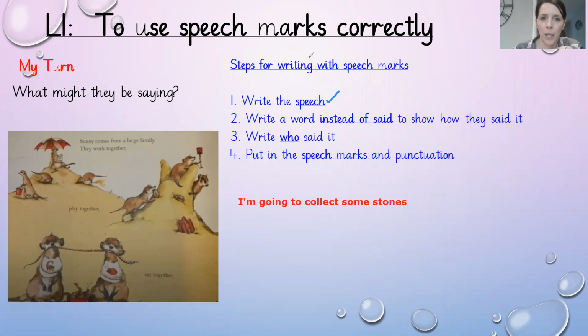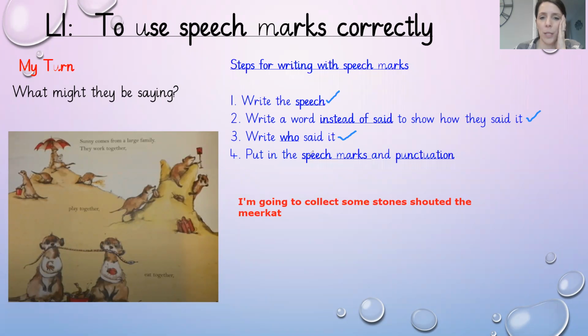Second thing I need to do is to write a word instead of said to show how they said it. I'm going to collect some stones. Shouted. Maybe he's shouting over to these ones. So I'm going to collect some stones, shouted. So that's my word instead of said. Shouted the meerkat. So I've done my word instead of said. So I'm going to tick that one as well. Number 3, write who said it. Oh, I've already done that. Shouted the meerkat. That's who said it.